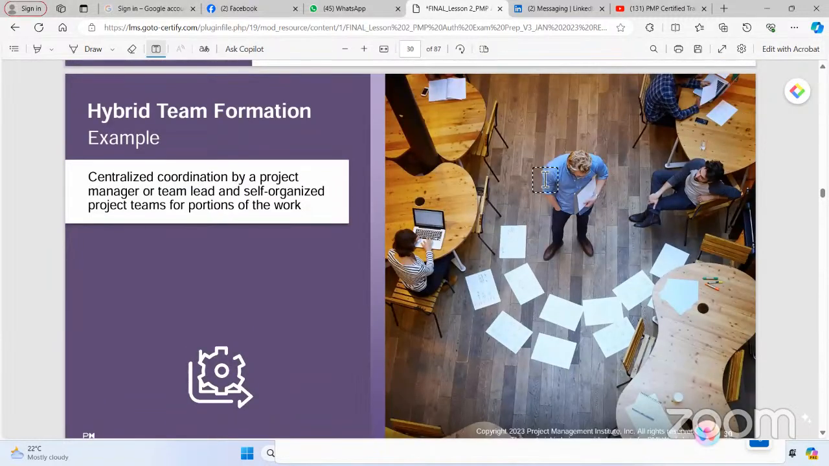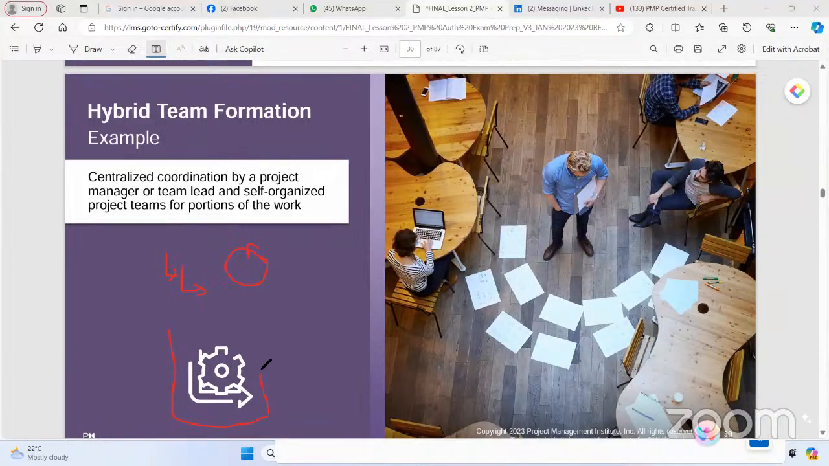So we talked about predictive, very directive teams. We talked about agile. So there is always a situation which is a mixture of the two. We call it hybrid, and it is not always traditionally waterfall, neither is it always agile. It's a mixture of both.